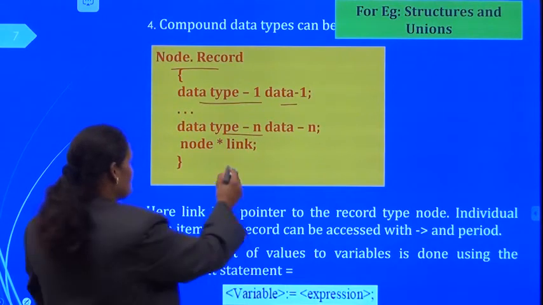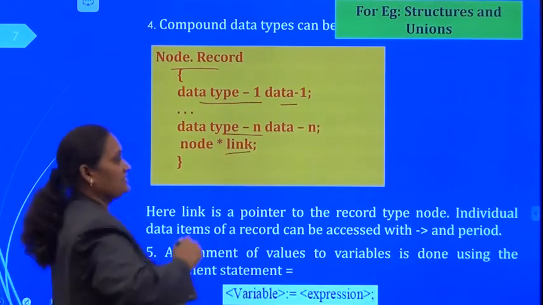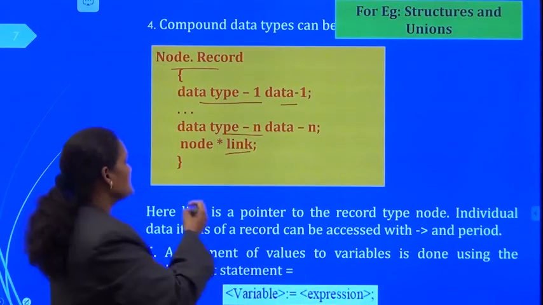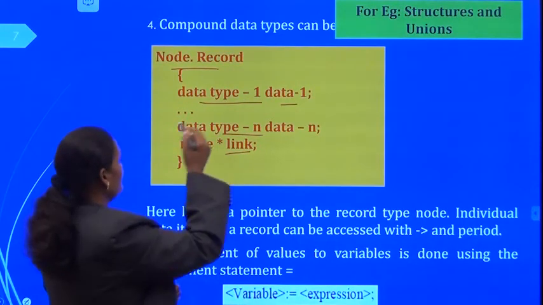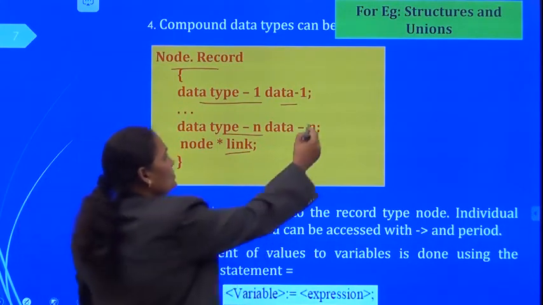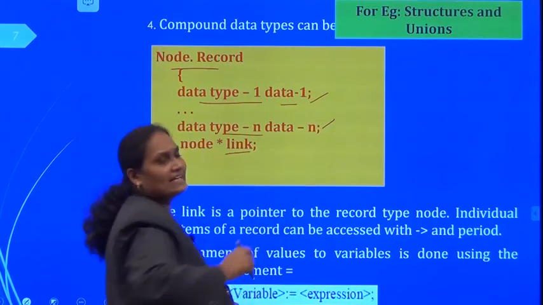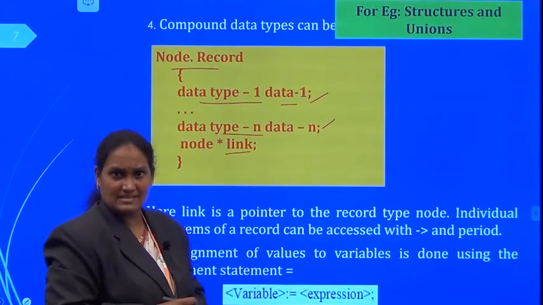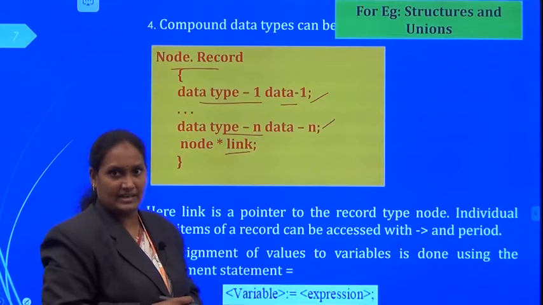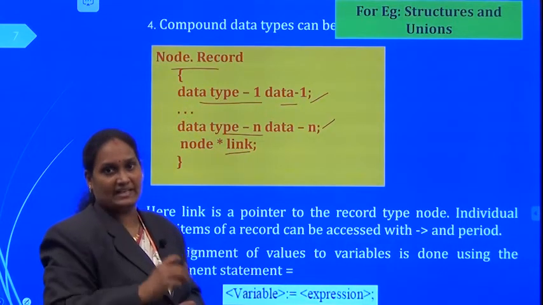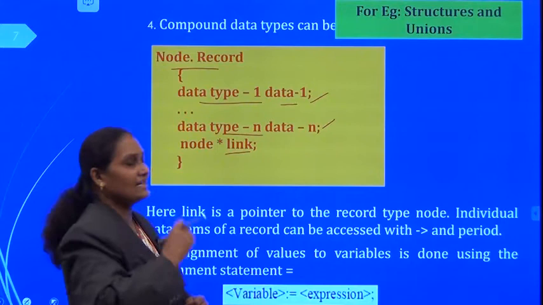And here you can observe link, a pointer variable, which is a pointer to the record type. And how to access these individual data items from the record? We use two operators for accessing the individual data items.